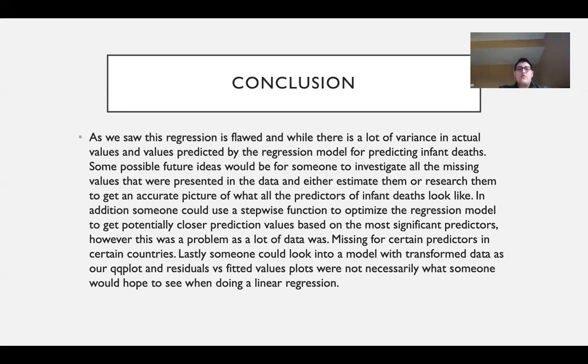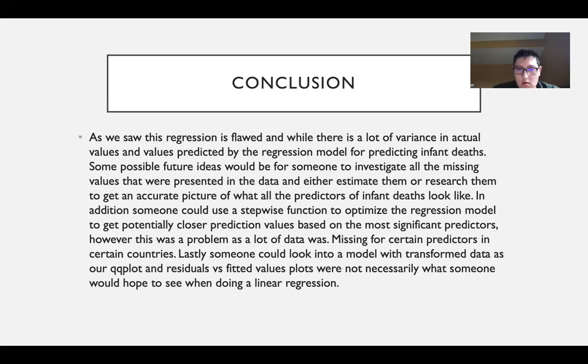So, conclusion. As we saw, the regression is flawed and there's a lot of variance between the actual values given from the data and the values predicted by the regression model for predicting infant deaths. What could some people do in the future with this project? Some future ideas would be for someone to investigate all the missing values and ultimately estimate the data or actually go and research the missing values, to paint an accurate picture of what's actually going on in these countries. That way the data can be more true to each country. It's not very plausible in the years, but if somebody were to redo this project and recollect the data, it could possibly be interesting.